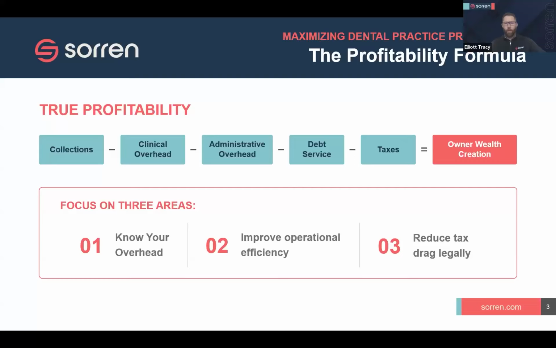But really, the three main focus areas today are knowing your overhead, improving operational efficiencies, and reducing what we're referring to as tax drag. We're looking for ways to be more efficient with our dollars, which is another way you can say this. So ways to reduce taxes, but be more efficient and use it wisely.